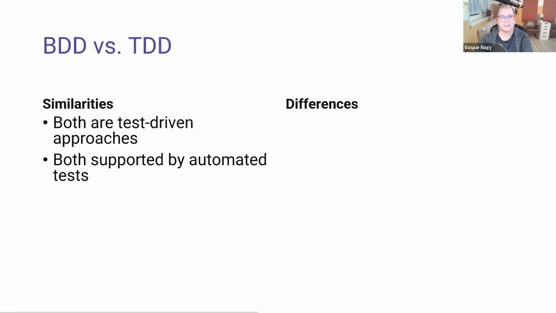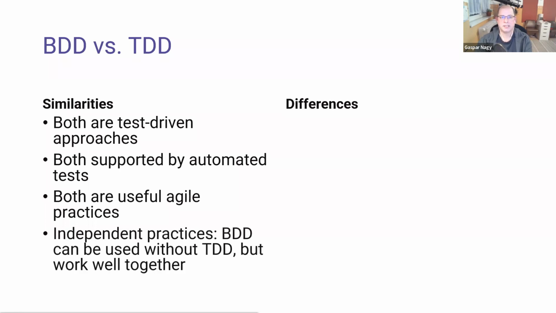The other thing which is definitely similar is that both of them are supported by automated tests. Obviously, test-driven development is typically supported by automated unit tests. BDD is supported by automated SpecFlow scenarios in our case, and both are very useful agile practices. They are absolutely not comparing or competing with each other. These are actually independent practices. BDD can be used theoretically without TDD, but it's generally better to use it together with TDD. So they really work fine with each other.